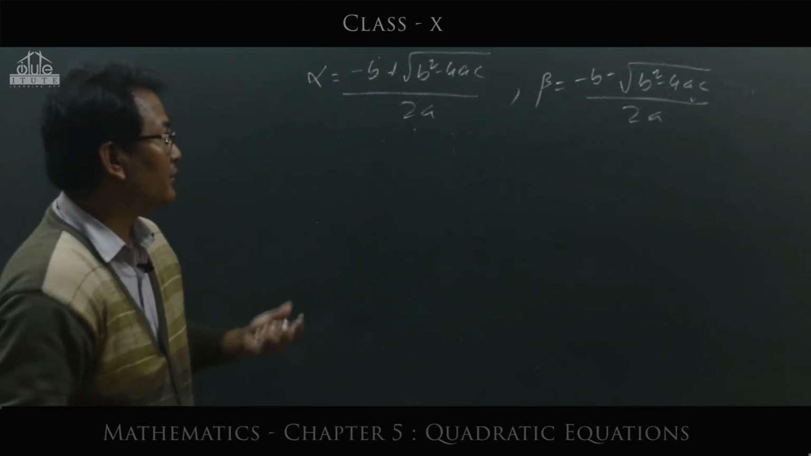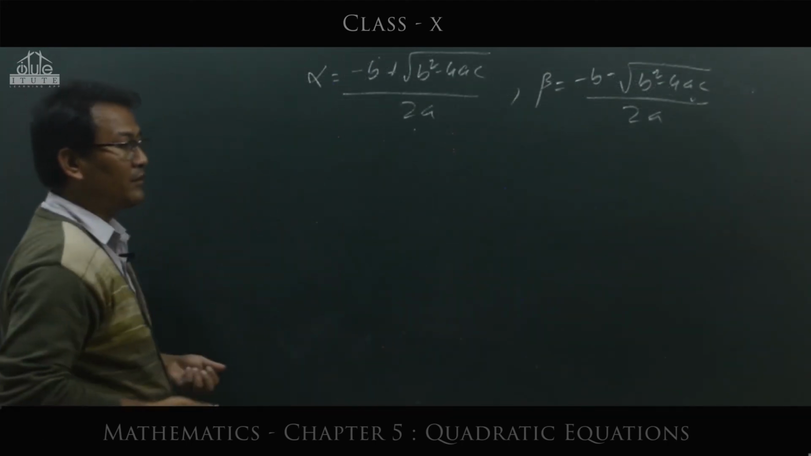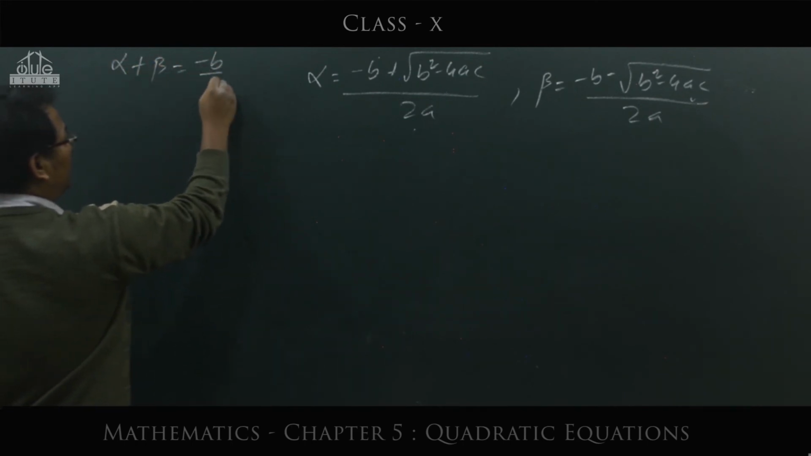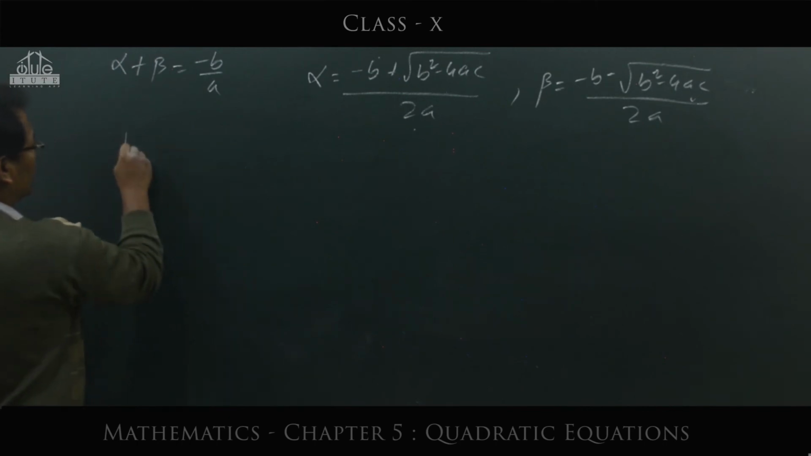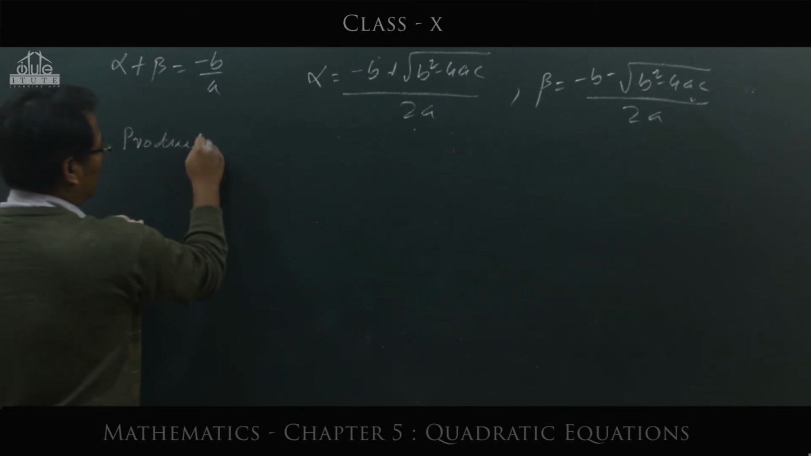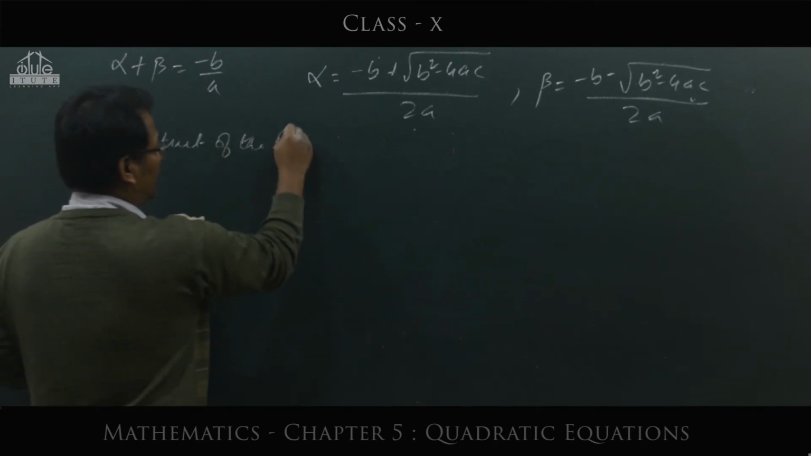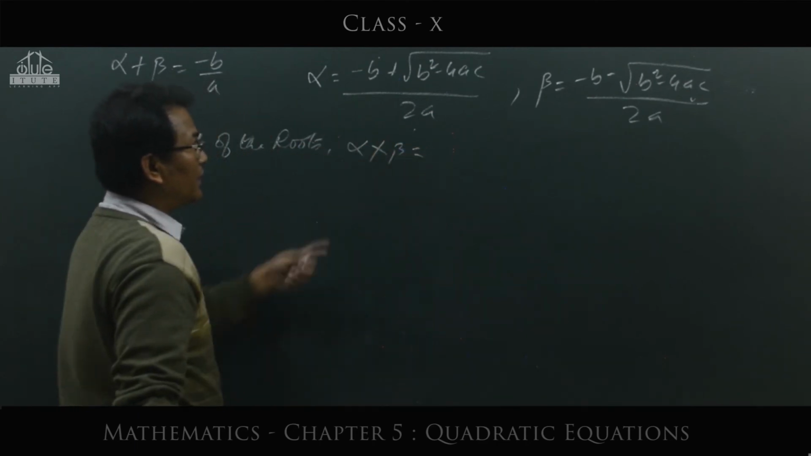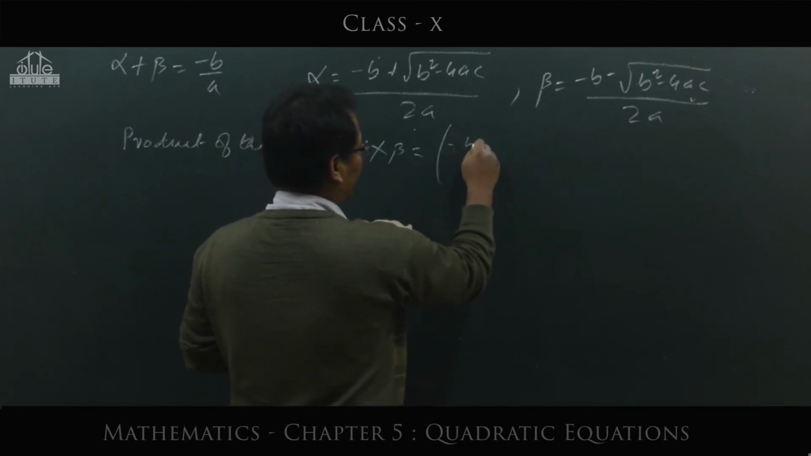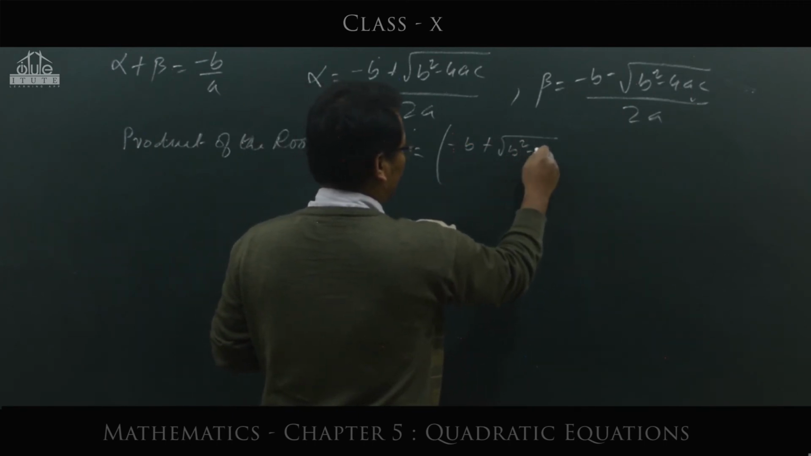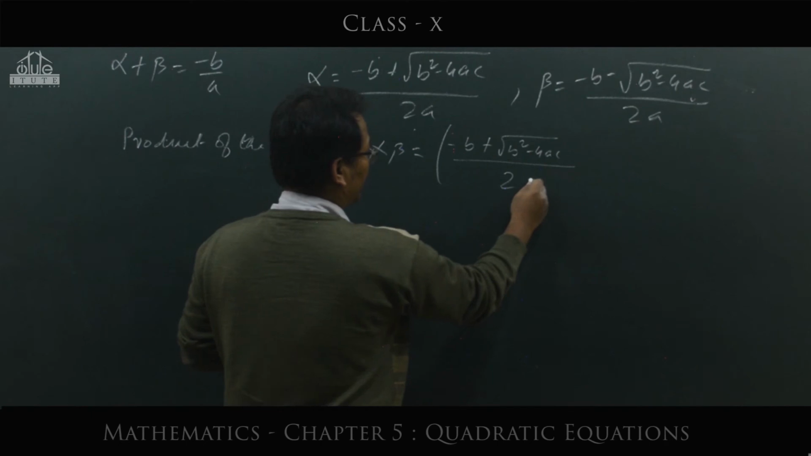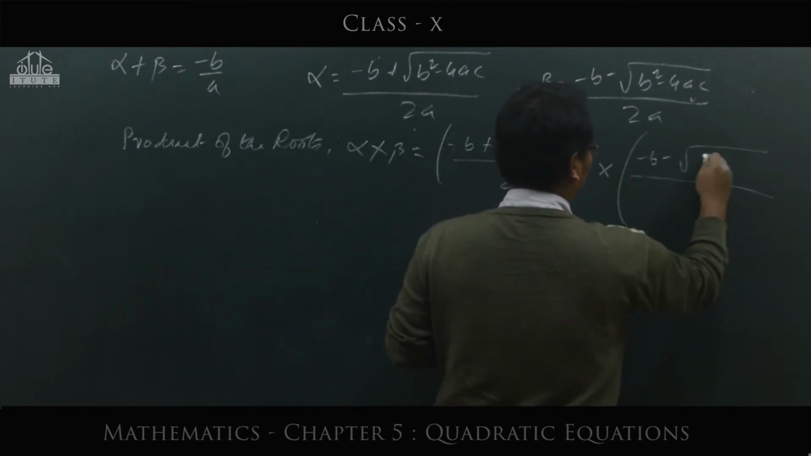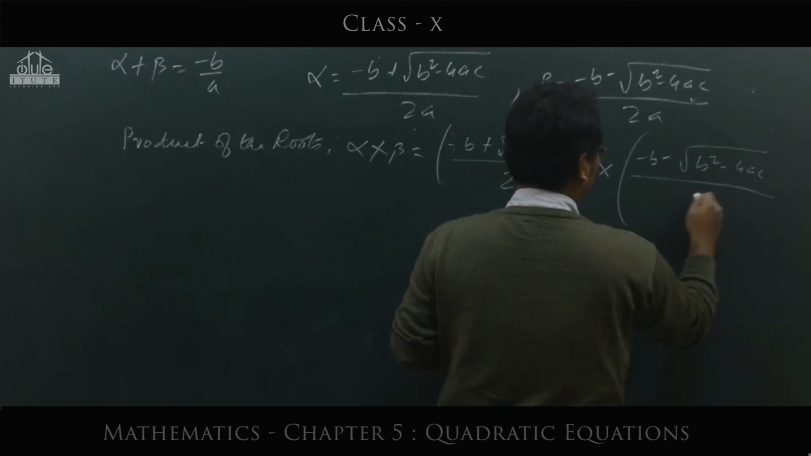Now we'll be multiplying the roots, we'll be finding out the product of the roots. We have just found out that sum of roots is equal to minus b by a. Now product of the roots, this is alpha into beta, so I'll be multiplying these two. So I have minus b plus root over b square minus 4ac divided by twice of a, into minus b minus root over b square minus 4ac divided by twice of a.